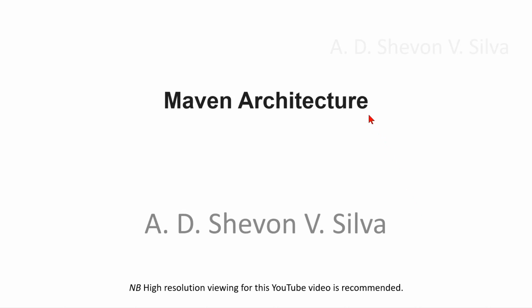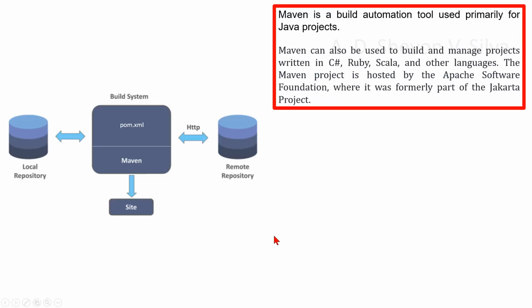Maven Architecture. Here you can see the architectural diagram of Maven. Maven is a build automation tool used primarily for Java projects. Maven can also be used to build and manage projects written in C#, Ruby, Scala, and other languages. The Maven project is hosted by the Apache Software Foundation, where it was formerly part of the Jakarta project.